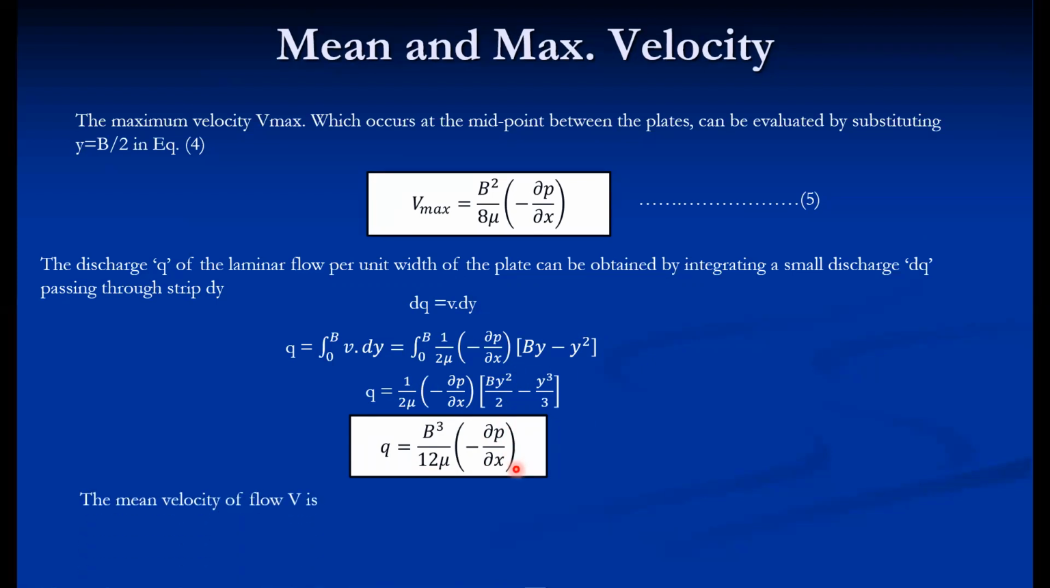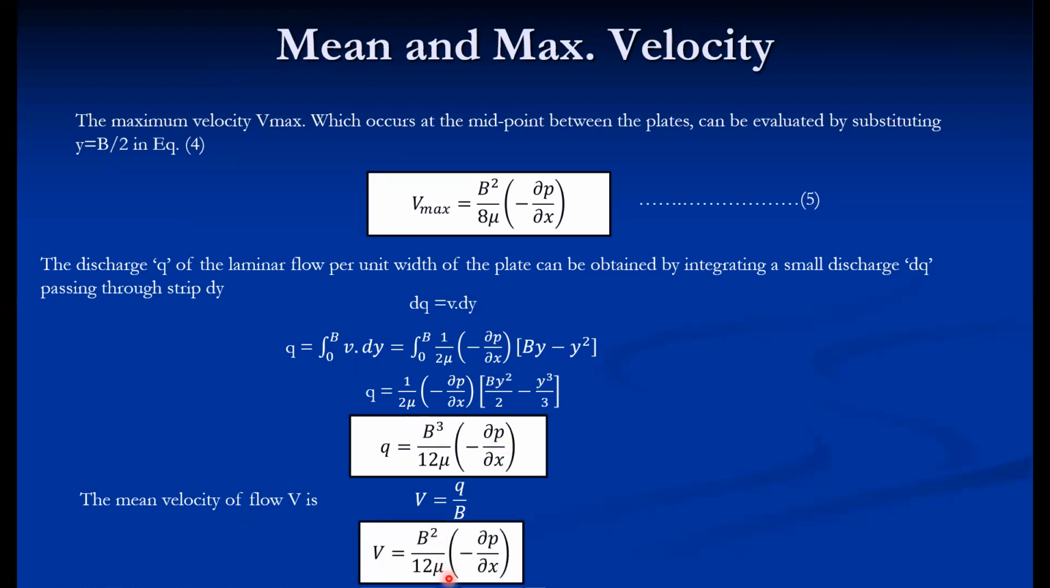So the mean velocity is only the discharge divided by the area. Area in this case is b into 1, because the width is unity. So velocity is Q upon b into 1. So in the expression of v, only one b is cancelled.